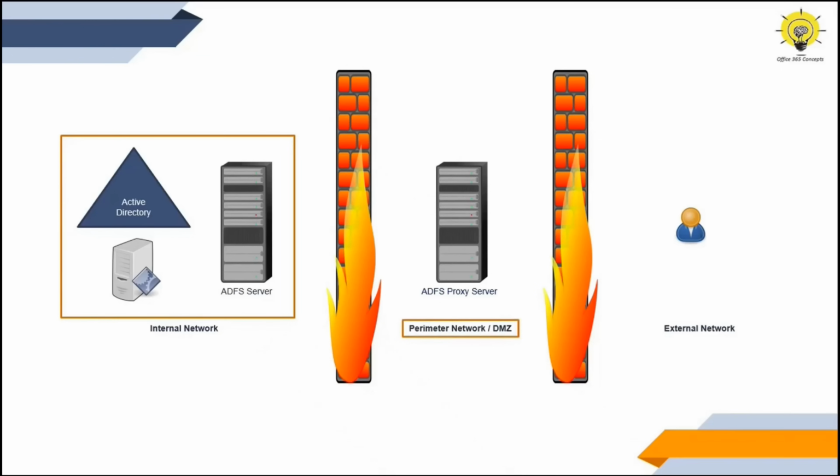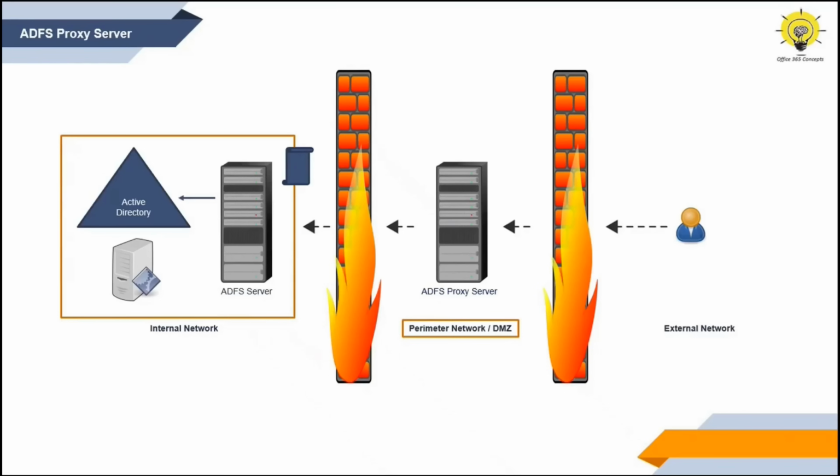The purpose of ADFS proxy server is to receive and forward the request to the ADFS server. ADFS proxy server doesn't issue a token. Its function is just to listen to the external request and forward those requests to the ADFS server. Then the ADFS server contacts Active Directory for the authentication and it issues the token to the client machine.